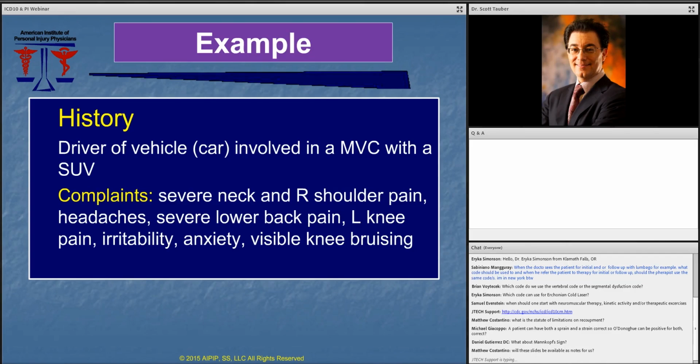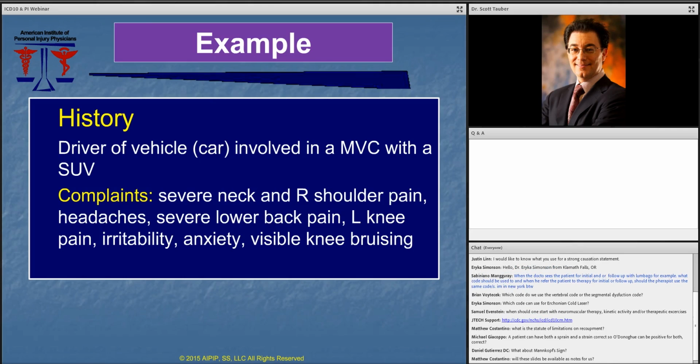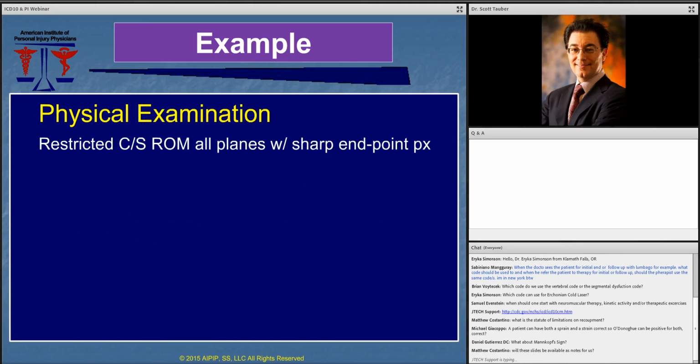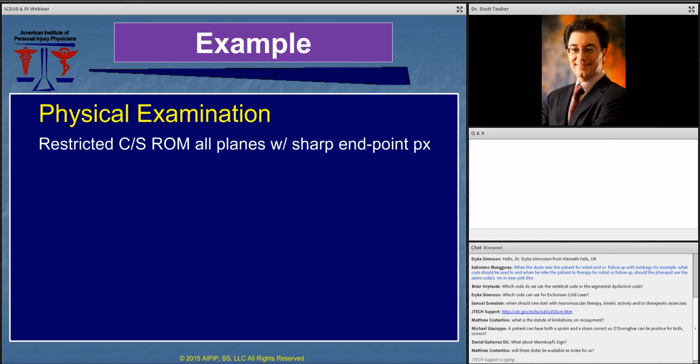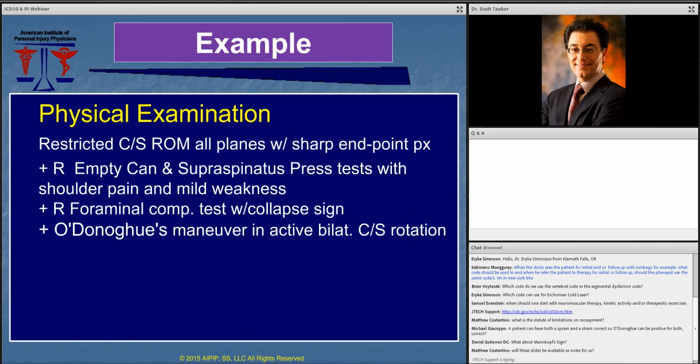So patients complain of severe neck and right shoulder pain. They have headaches, they have severe lower back pain, left knee pain, irritability, anxiety, and visible knee bruising. Those are just a synopsis of the patient complaints. We get into our exam. These are the highlights of the examination. The patient has restricted cervical range of motion, all planes. Notice the level of documentation right there with sharp endpoint pain. Okay, notice that. We also have a positive right empty can and supraspinatus press test for the shoulder with shoulder pain and a mild weakness.